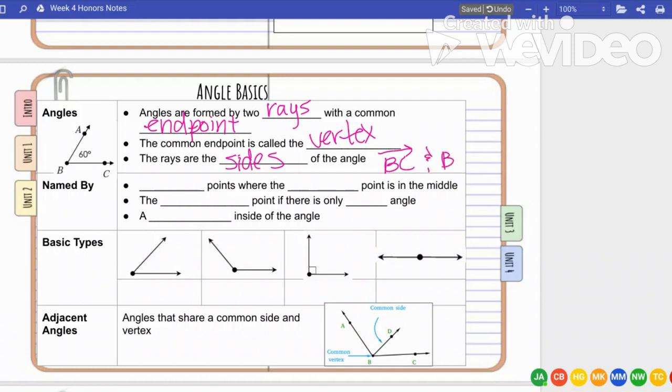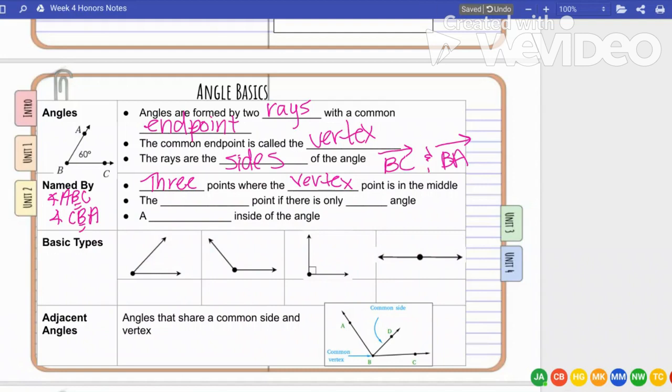and ray BA. We can name an angle by 3 points, but the vertex point has to be in the middle. So we can call this angle ABC, or we can call this angle CBA. B is in the middle because the vertex has to be in the middle.